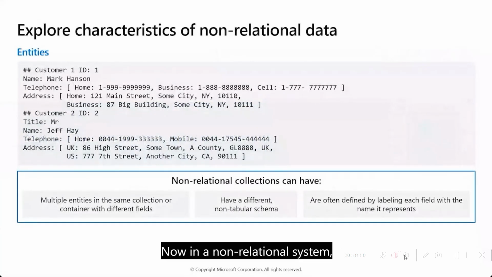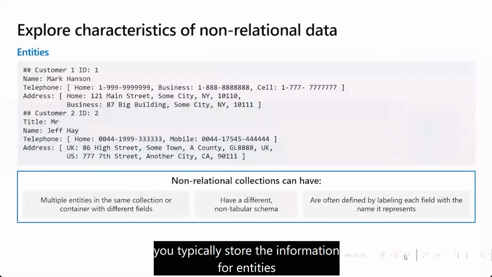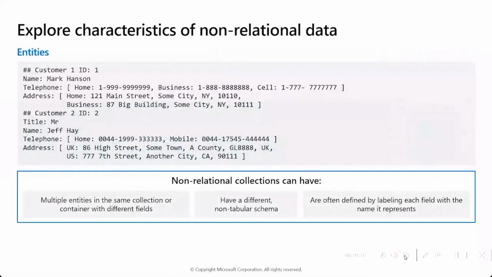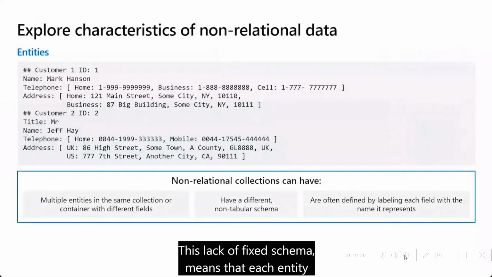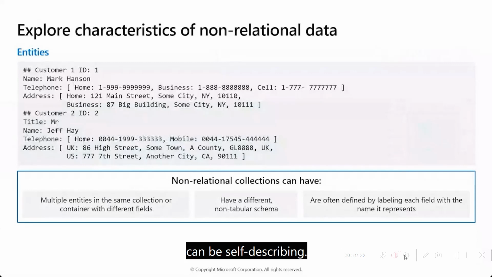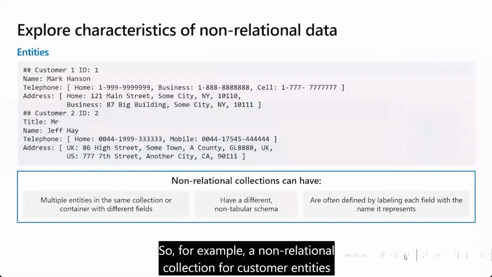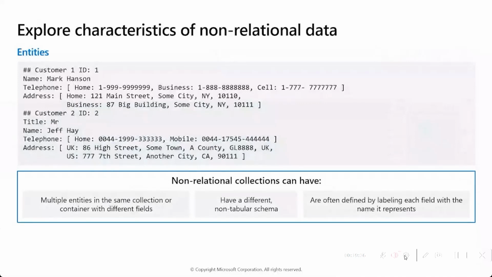Now, in a non-relational system, you typically store the information for entities in collections or containers rather than relational tables. Two entities in the same collection can have a different set of fields rather than the regular set of columns found in a relational table. This lack of fixed schema means that each entity can be self-describing. Often this is achieved by labeling each field with the name of the data that it represents. So for example, a non-relational collection for customer entities might look something like this.